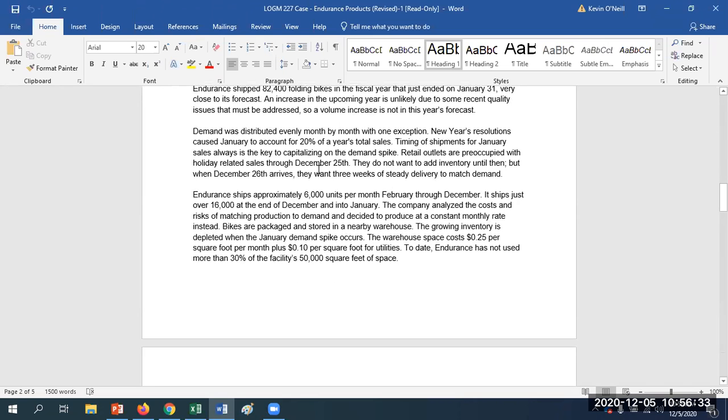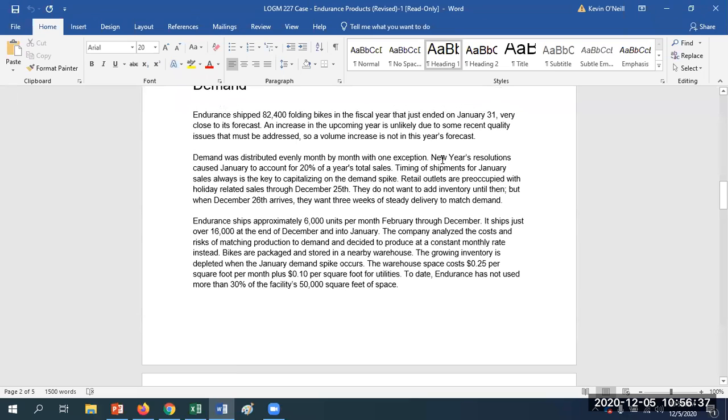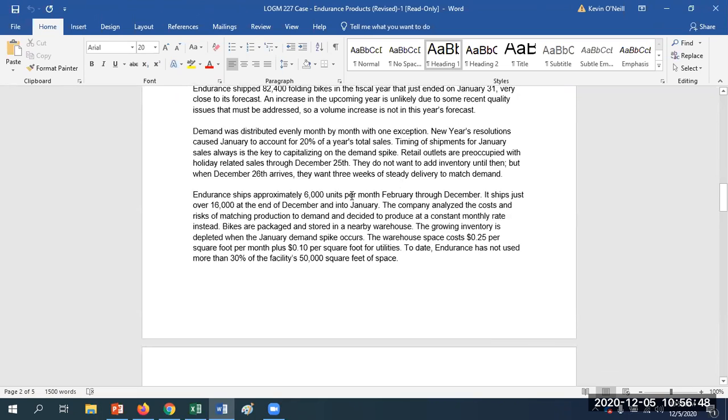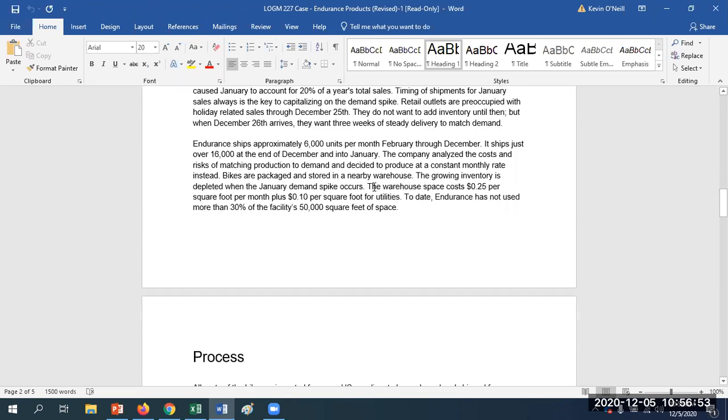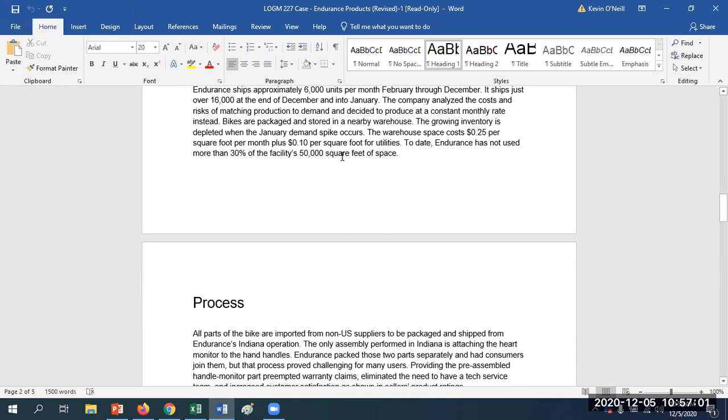Okay, so demand was distributed evenly. So we're saying we shipped 82,400, but usually New Year's resolutions account for about 20% of a year's sales. So the timing of the shipments for January sales is always key to capitalizing on the demand spike. So you ship about 6,000 units per month, just over 16,000 at the end of December and into January.